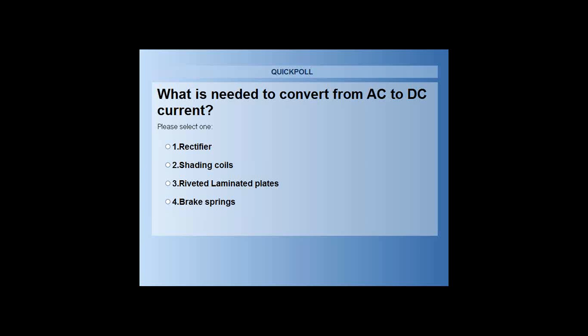Wow, Peter, it looks like 65% have voted, and everybody voted for rectifier. Can you tell us the right answer? Yeah, that's the answer, and we've been talking about that. The rectifier is the answer.